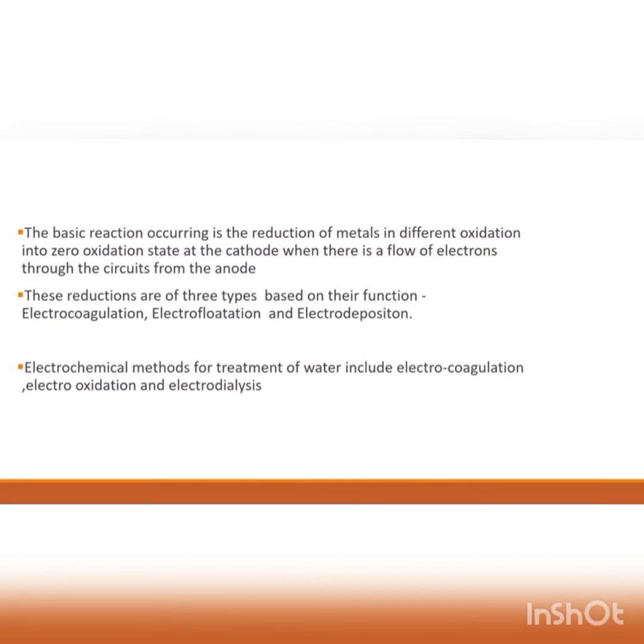Electrocoagulation involves the use of electrodes that release coagulating ions that react with the metals. Electroflotation involves hydrogen gas that is generated at the cathode of the electrochemical cell to float the suspended particles of heavy metal in the catholyte to the surface, which are then separated out. Electrodeposition is a process in which there is removal and recovery at the same time owing to the applied potential or time. Electrochemical methods for treatment of water include electrocoagulation, electrooxidation, and electrodialysis.